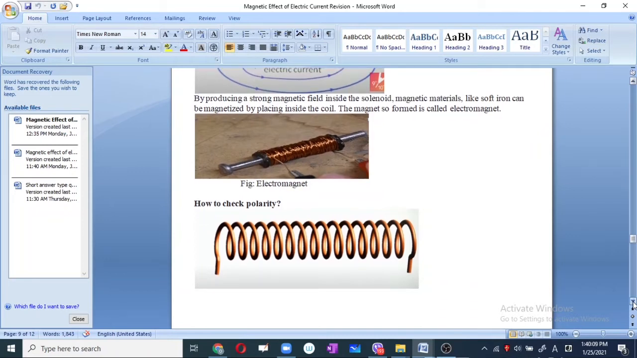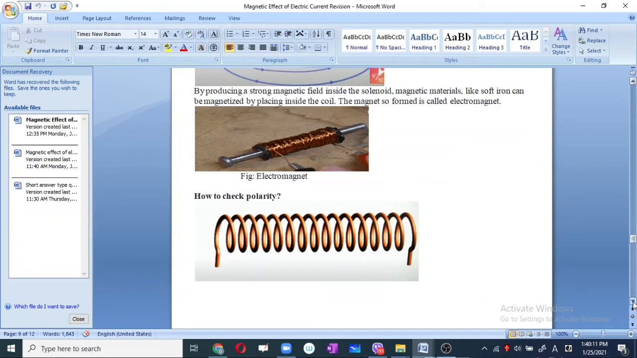Okay, you can see on the figure, here you can see that an iron nail is turned into an electromagnet by forming a solenoid. There are many turns of the insulated copper wire, where the electric current is passed, and later this iron nail behaves as a magnet. Hence, it is an electromagnet.